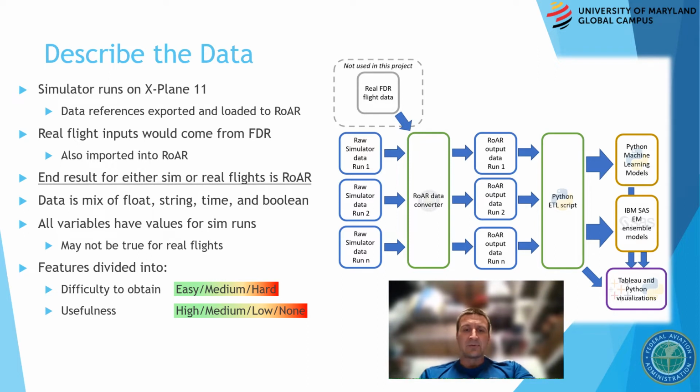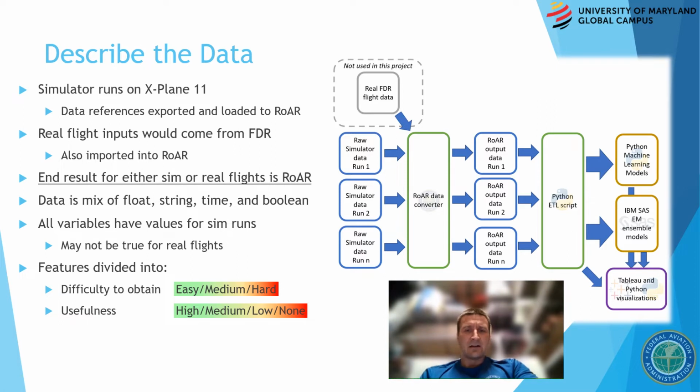The real world flights would also go into that ROR data converter, and that would all be the same data that comes out. There might be some more missing data if it's a real live flight, just based upon inconsistency there. But for either a sim or a flight, the output is going to be the same. So it's important to note that whatever we develop here, we can port over to a real flight because it's all going to get processed through that ROR data converter first.